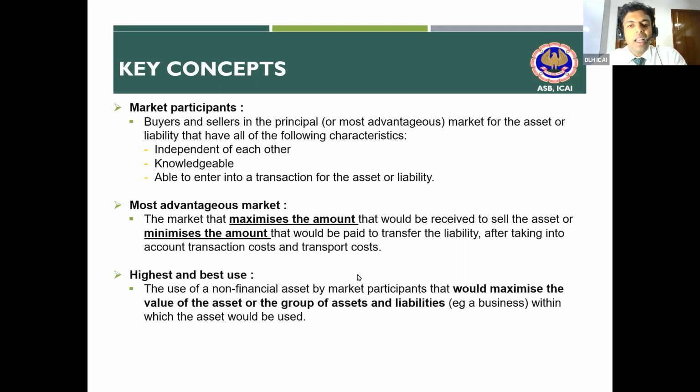The use of a non-financial asset by the market participant that would maximize the value of the asset or the group of assets and liabilities within which the asset would be used. So that means, what is the highest and best use? The market participant or the market which will maximize the value of the asset or the group of assets and liabilities. So the market which will maximize my fair valuation of the asset, that I will consider for the purpose of fair valuation as per the standard Ind AS 113.